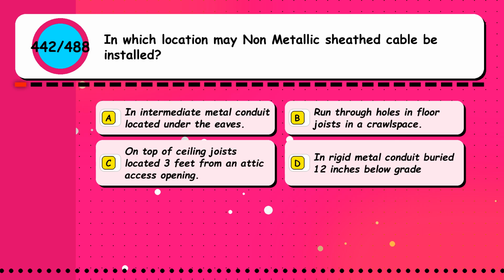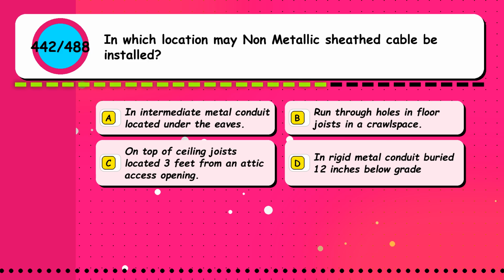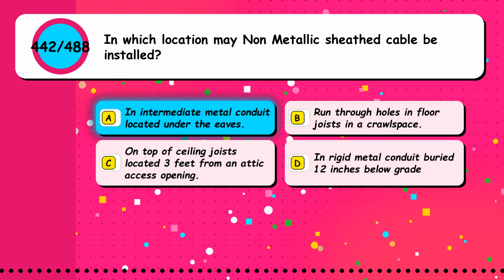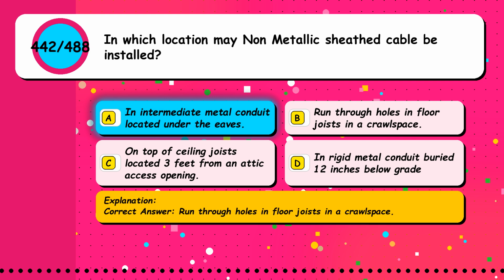Question 442. In which location may non-metallic sheath cable be installed? Option A, an intermediate metal conduit located under the eaves. Option B, run through holes in floor joists in a crawl space. Option C, on top of ceiling joists located 3 feet from an attic access opening. Option D, in rigid metal conduit buried 12 inches below grade. The correct answer is option B, run through holes in floor joists in a crawl space.